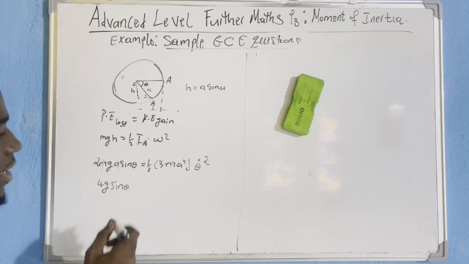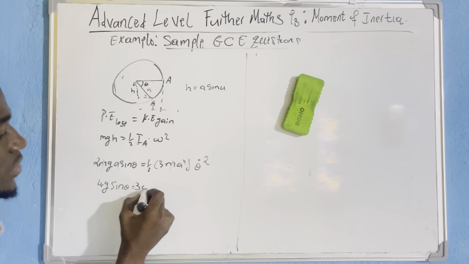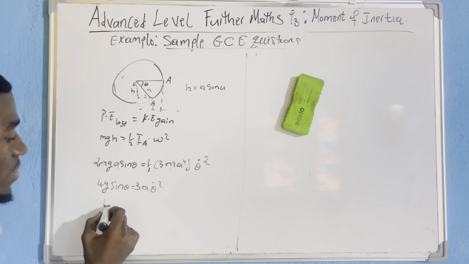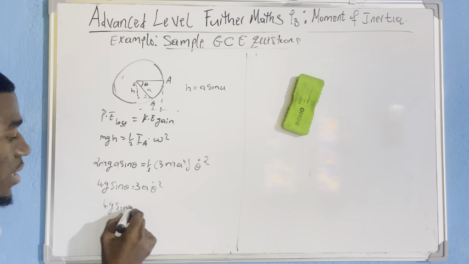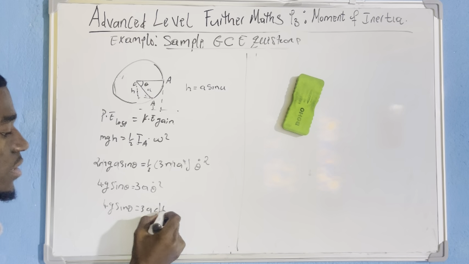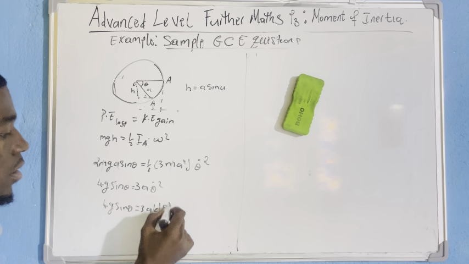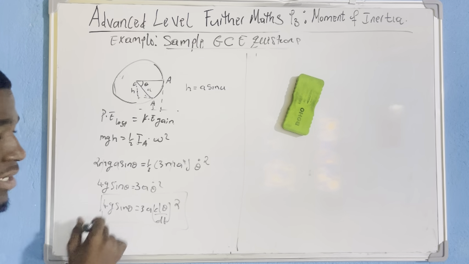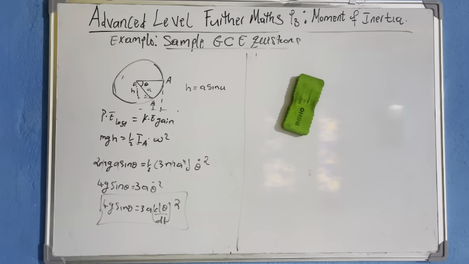So 4g sin θ equals 3a θ dot squared. It's the same as 4g sin θ equals 3a (dθ/dt) all squared. So that is the answer, and that is the proof. As simple as that, student. You see that, nothing to fear here.